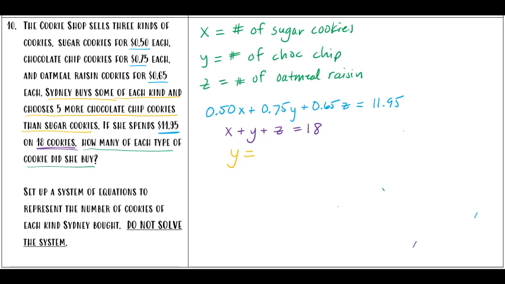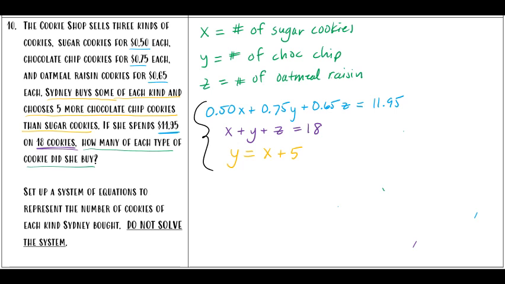by itself. And then on the right side of my equation, I need to show that she's going to get 5 more than she does of the sugar cookies. So sugar cookies, x, and if I wanted to represent 5 more than that, I could say x plus 5. And then that would be my third equation. It doesn't say anything about oatmeal raisin cookies, so I don't have to include z in that last equation. So these equations right here would be how you would set up this system of equations.